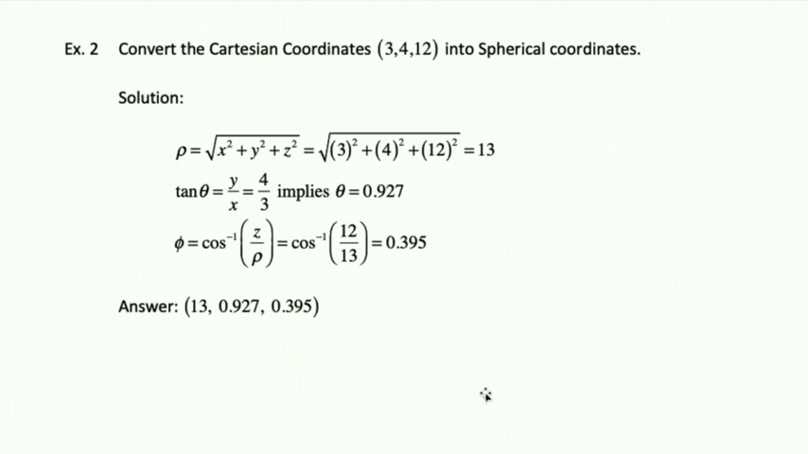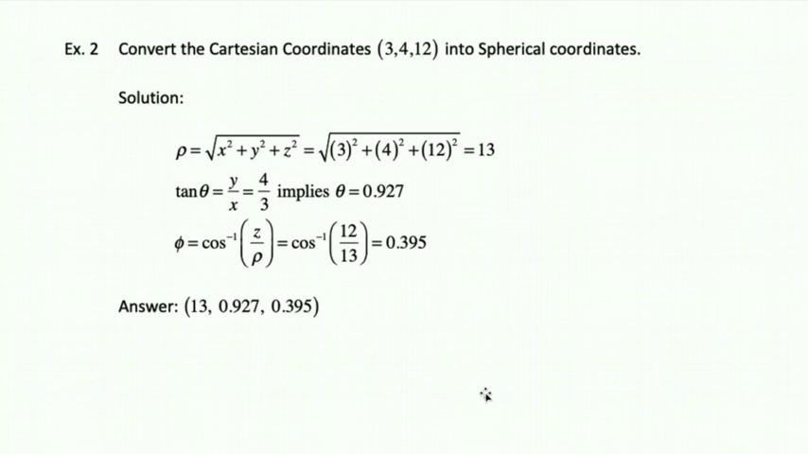The tangent of theta, let's go y over x. Okay, how about 4 over 3? The tangent inverse of 4 over 3. That would do for us here because that's what? 3, 4 is in the first quadrant. 0.927 radians.